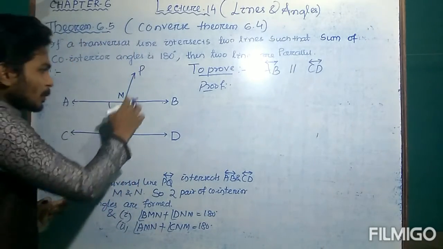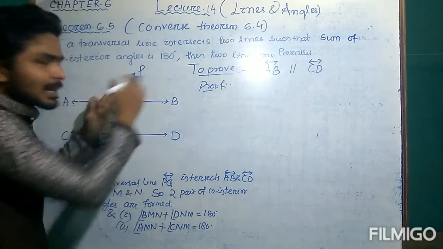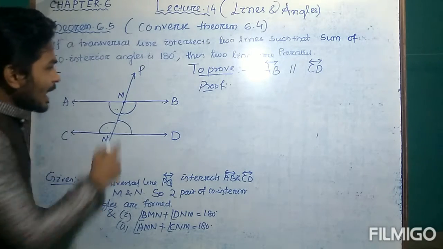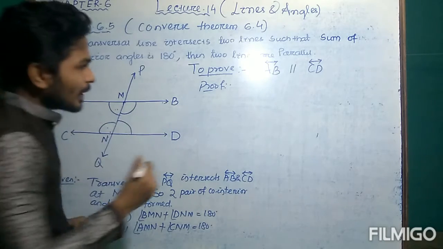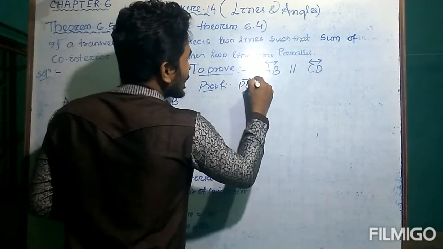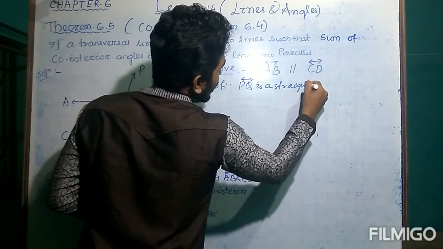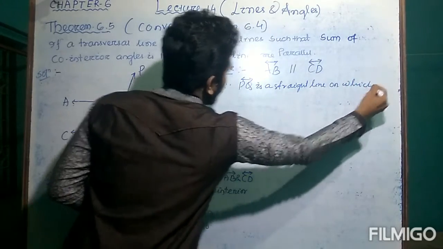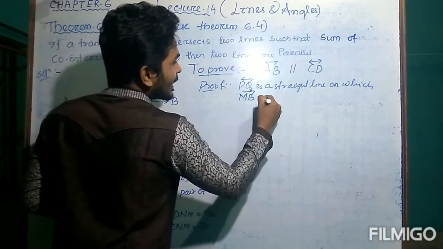Now in order to prove, we have to consider any one side of the transversal line. Suppose we consider this side. Now PQ is a straight line, and on this straight line MB is a ray. So PQ is a straight line on which the ray MB stands.